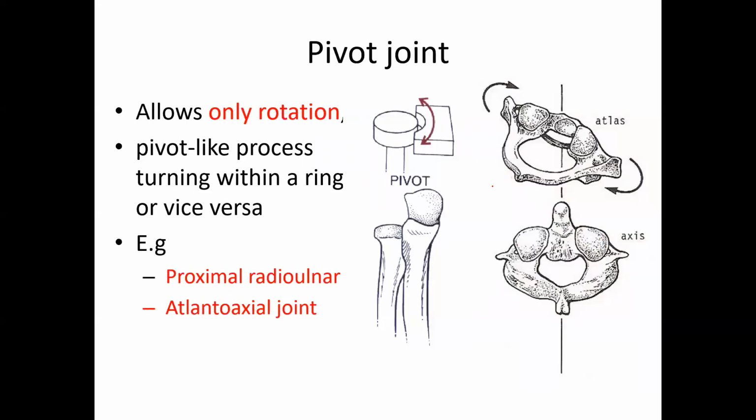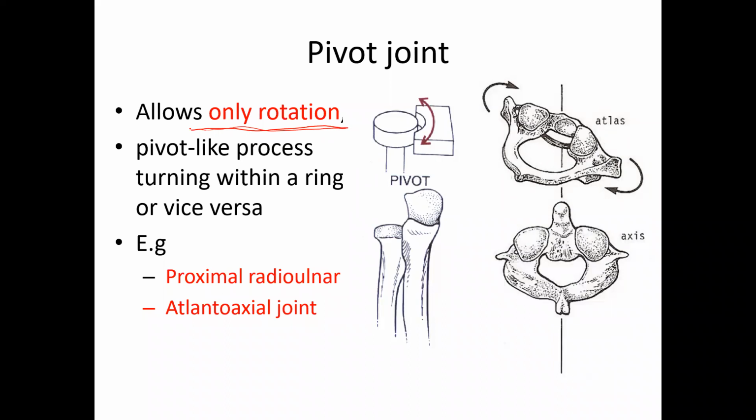And then you have the pivot joint, or rotational joints. These allow axial rotation. This pivot joint allows only rotation. There's no other movement possible at this joint. It is a pivot-like process, turning within a ring or vice versa. Either the ring can be moving or the pivot can be moving.